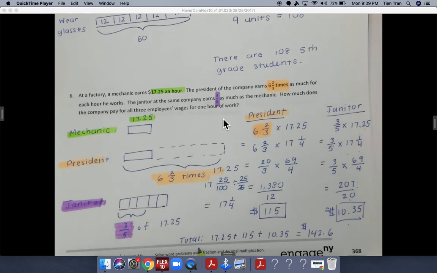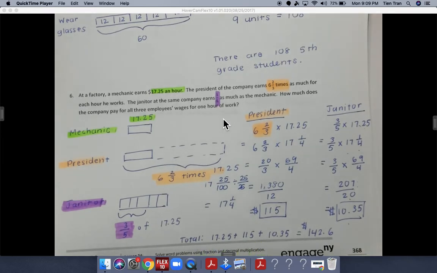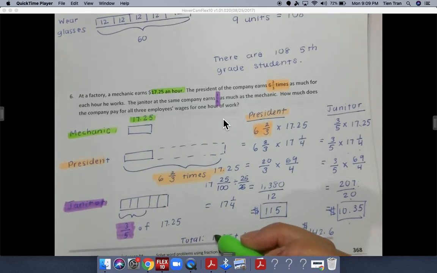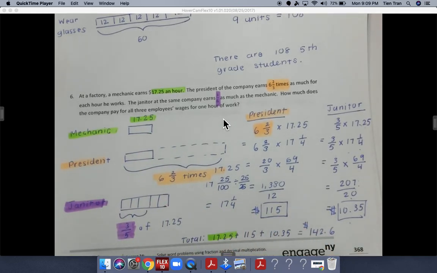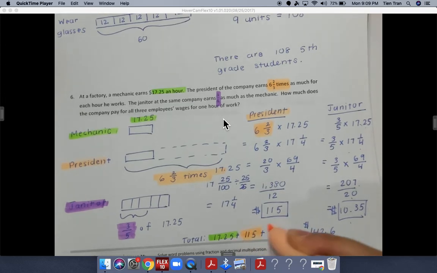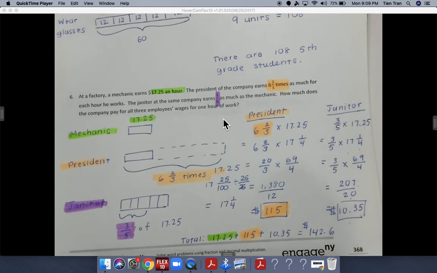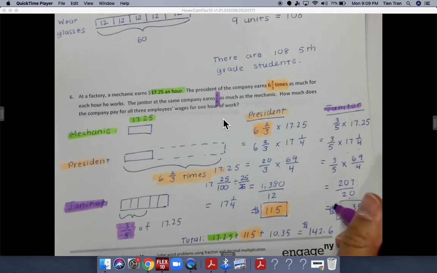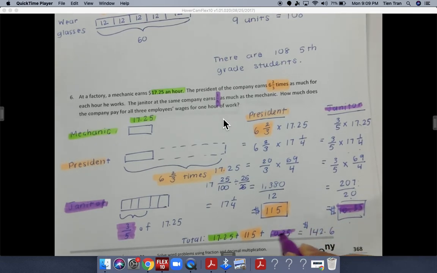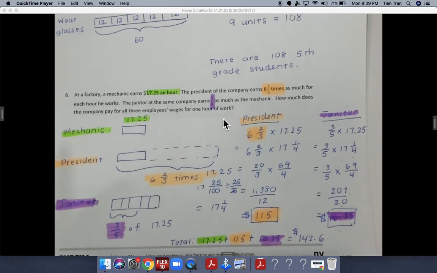So the total in all, if I were to add everything together, $17.25 plus $115 plus $10.35, I would get $142.06. That's how much they paid for each person altogether. So the mechanic was $17 and $25. The president, as you see here, is $115, and the janitor is $10.35. And all together is the final price of $142.06.